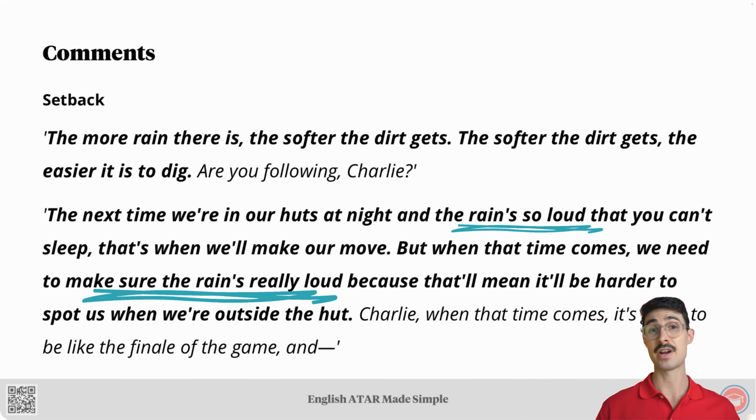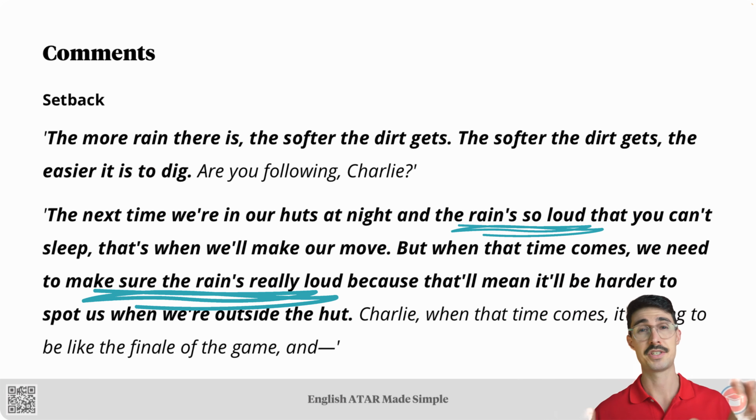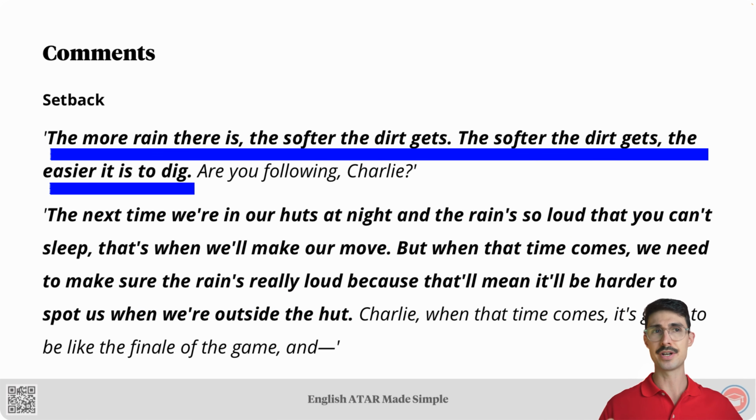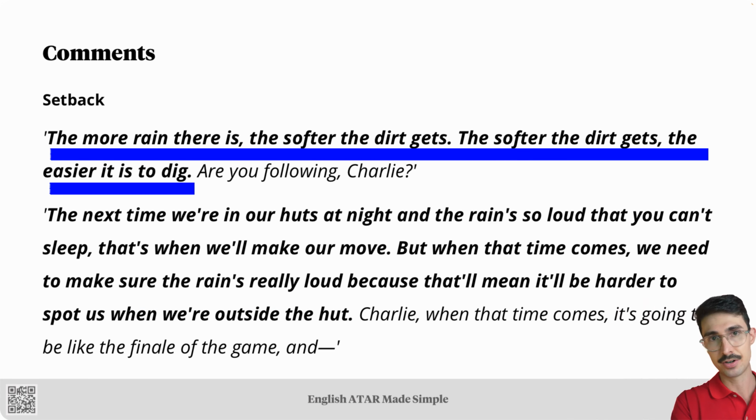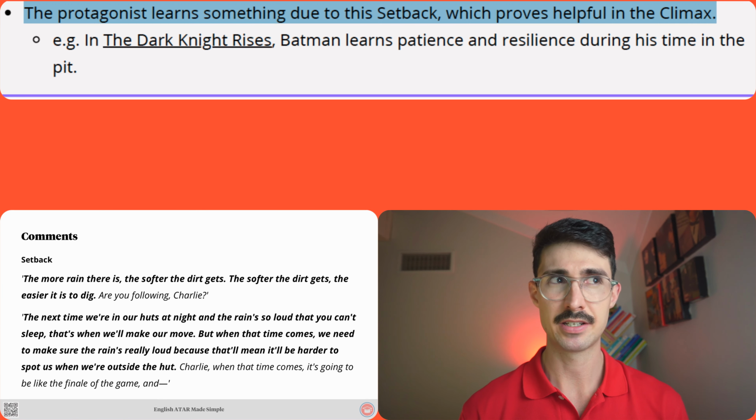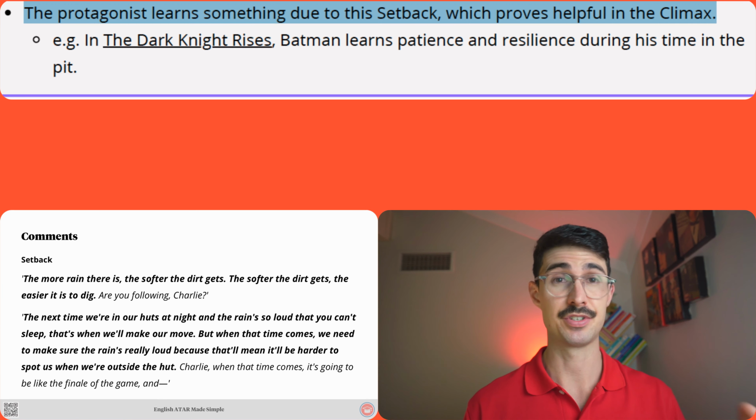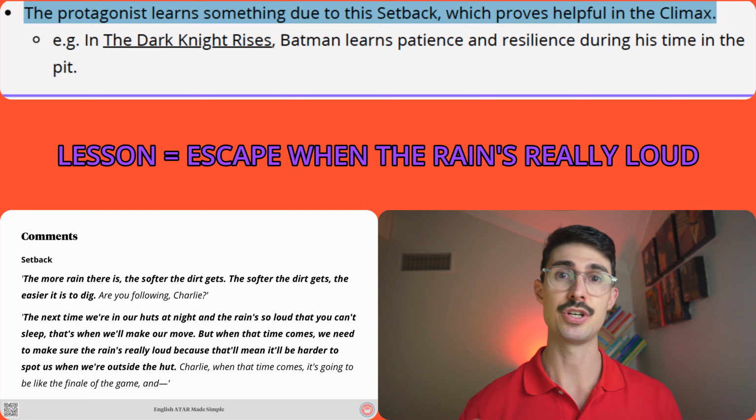That rain will provide some sort of noise blanket that will allow them to slip away past any guards, make it to the fence, and then use all of the water that has seeped into the soil to dig under the soil, under the fence, and make a run for it. These excerpts also represent the lesson Charlie learns as a result of the setback that proves useful in the climax.